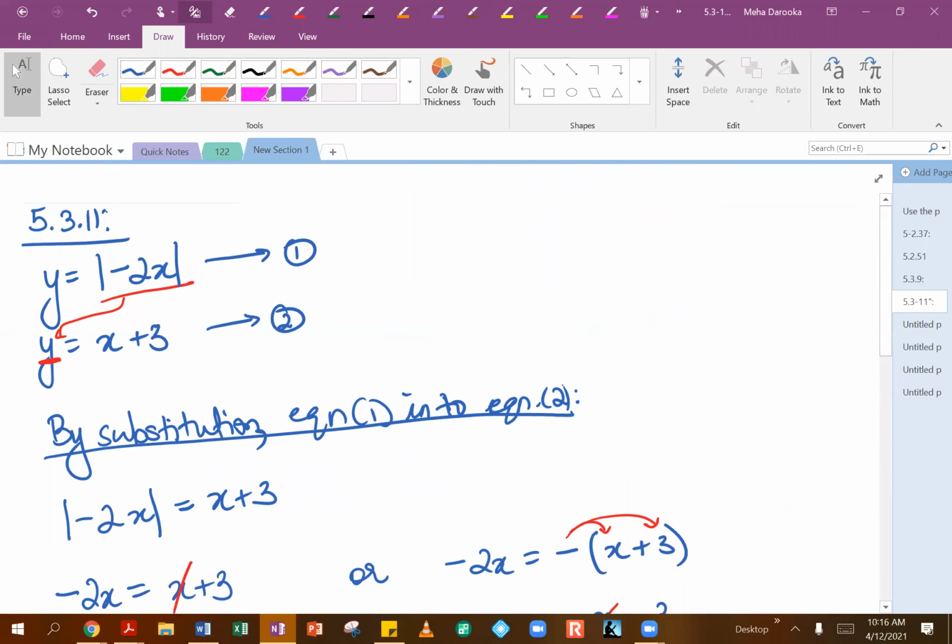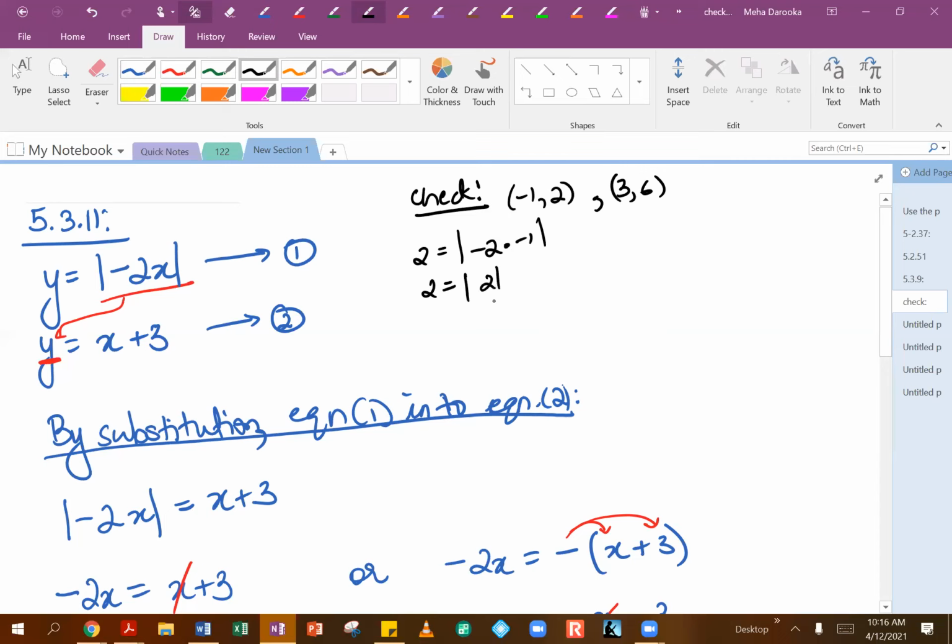And again, if you want to check your answers, you can do that very quickly up here. So if you look at this, we have the ordered pair -1 and 2, 3 and 6. So if we did 2 for the y value, and I'm using my first equation here, and then absolute value of -2 times -1, well, -2 times -1 automatically becomes positive, but also absolute value symbol always makes stuff positive. So you can see this works out for the first equation.